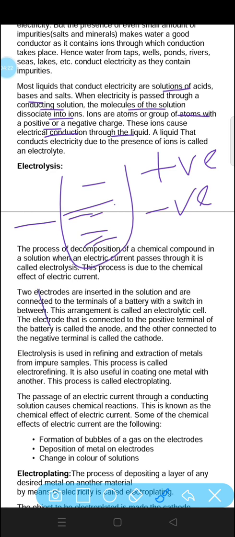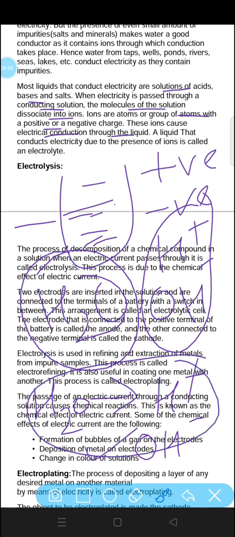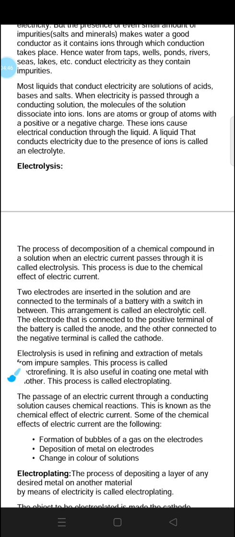If we talk about H2O, if we talk about water, the ions could be H+ and OH-. H2O breaks to form H+ ions and OH- ions. So due to these ions, it allows the electricity to pass through it. A liquid that conducts electricity due to the presence of ions is called an electrolyte. So we can say the water that we are using is an electrolyte because it also conducts electricity. It allows the electricity to pass through it.